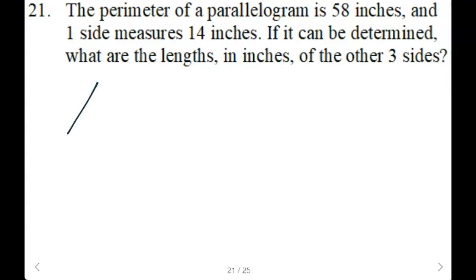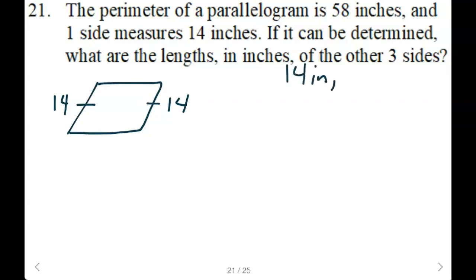Opposite sides on a parallelogram are congruent, and so we can say that if one side is 14, the side across from it must be 14. So this is one of the other three sides that we need. We know the perimeter of this is 58 inches, and so these opposite sides again will be congruent. Perimeter is distance around, so we'll add up all the sides.